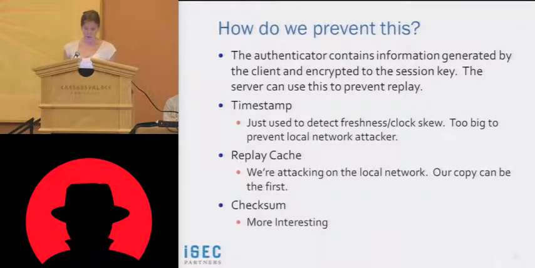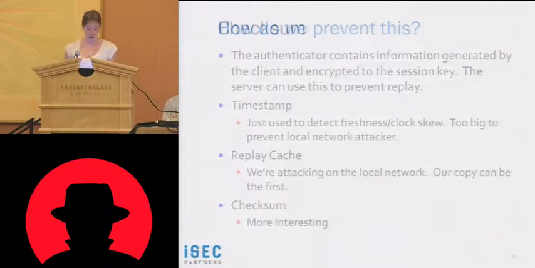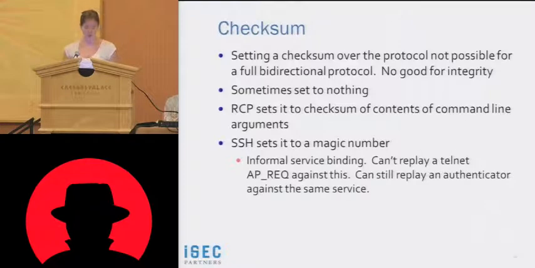There's also a checksum. This is more interesting. So the checksum can take a checksum over application data that also goes in the authenticator. But if you think about it, a single checksum at the time of authentication isn't good enough to provide integrity for a full bidirectional protocol. So what do people do with it in practice? People do lots of things with it in practice. Sometimes they set it to nothing, which does really no good.